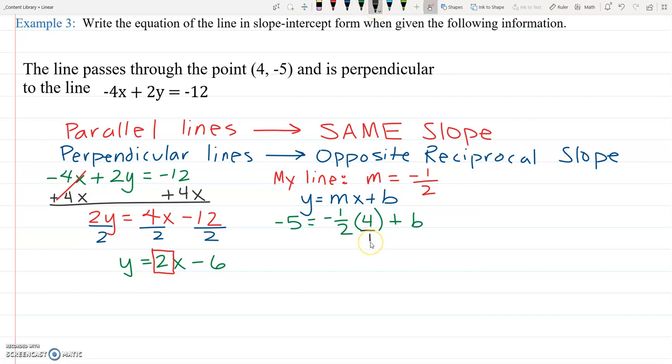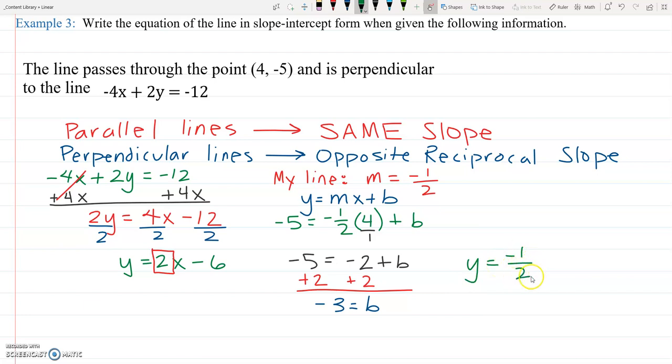Negative 1/2 times 4, put 4 over 1, go straight across. I get negative 4 over 2, which is going to turn into negative 2. Okay, now I'm going to add 2 to both sides so I can solve for b. And I've got that b equals negative 3. And again, I feel accomplished, I feel done, but I've not answered the question yet because I have not written the equation yet. So last step over here, I'm just going to write y equals, my slope was negative 1/2 x, and my y-intercept was minus 3. That is it.